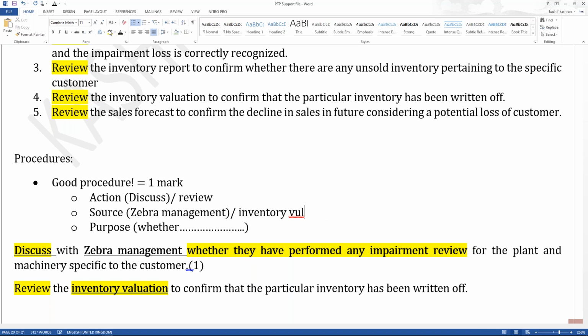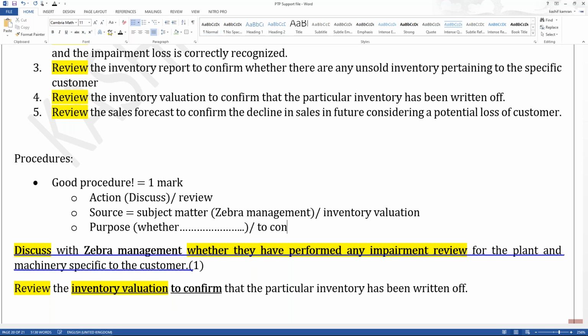So an easy thing which you can remember for the exam paper: source is equal to the subject matter on which you are performing a procedure. Like inventory valuation is the subject matter. Review the inventory valuation. What's the purpose? To confirm. The moment you look at this word, to confirm, that is the purpose. Continue. So you can do an appraisal of your procedure you write at home.